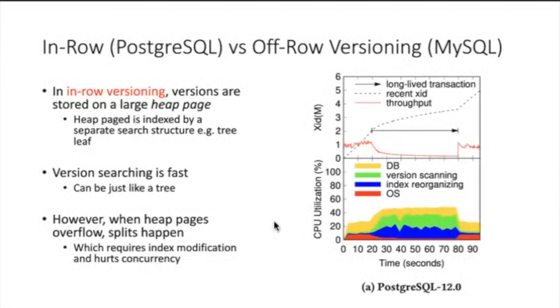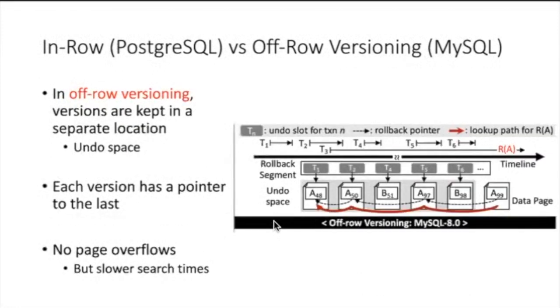The second method is off-row versioning in MySQL, and instead of placing versions in some sort of heap page that's indexed, we place them in what's called an undo space. So in the diagram, we have lots of versions of A and B just in this long, large undo space. They're not indexed in the same way as the in-row versioning. So the benefit here is that we don't really have page overflows that need to modify the index above, which is good for update throughput.